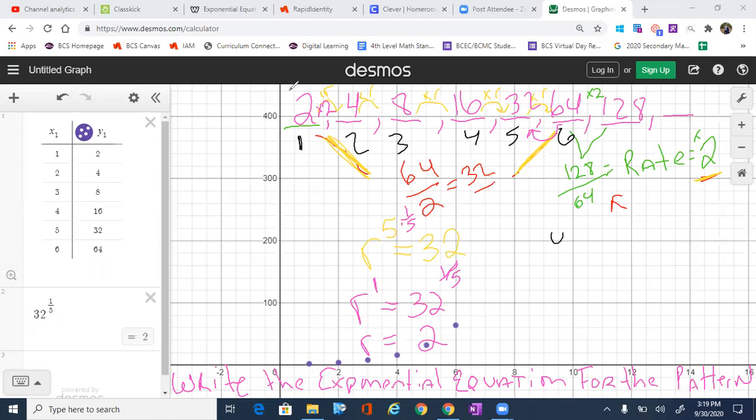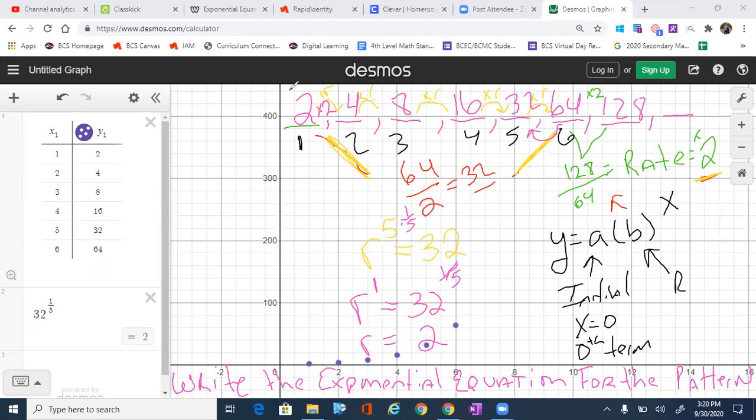When we write an exponential equation, y equals a b to the x, a is the initial value when x is equal to 0, or it's the 0th term. And b is our rate, and we've already found that. So when we write this equation, we have to say, wait, we don't have the 0th term, we have the first term. So we actually have to go backwards to figure that out. If we're multiplying in this direction, that means we'd have to be dividing in the other direction. So let's take 2, we divide it by 2, and that gives us 1.